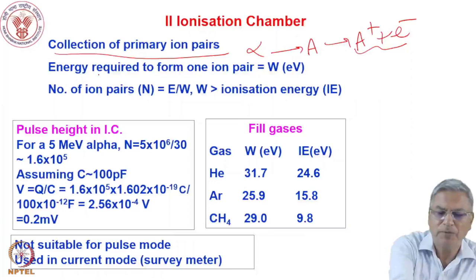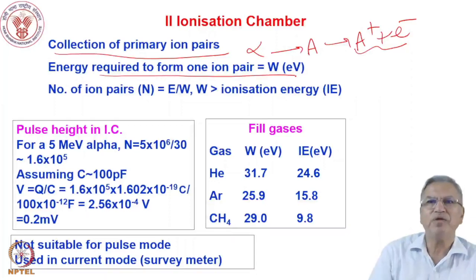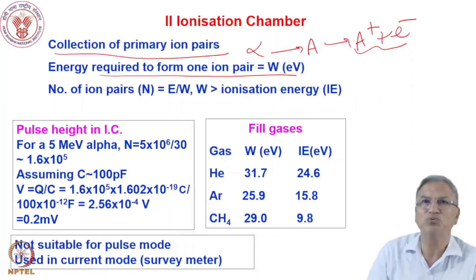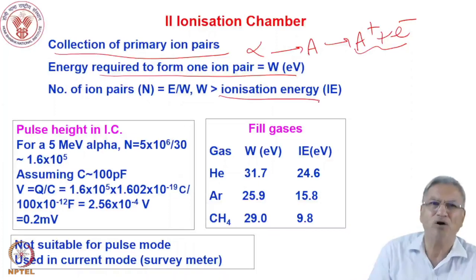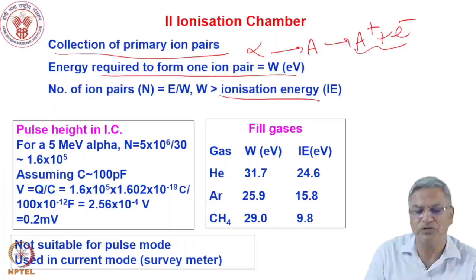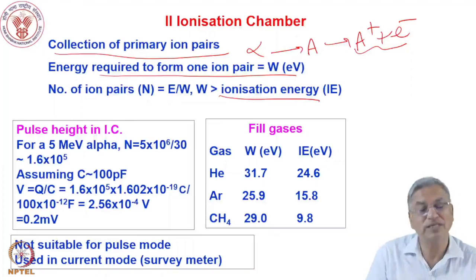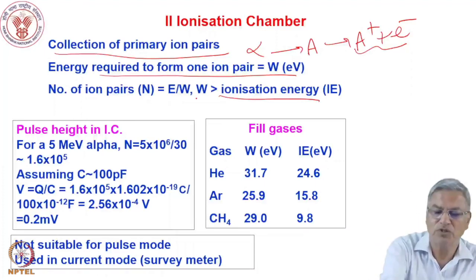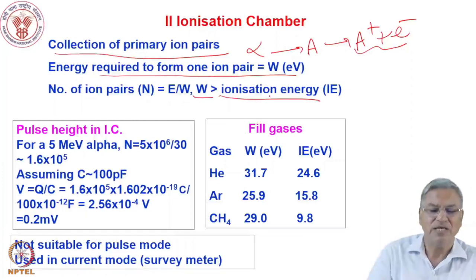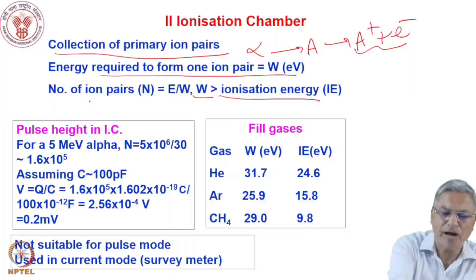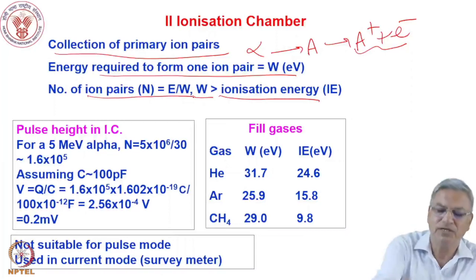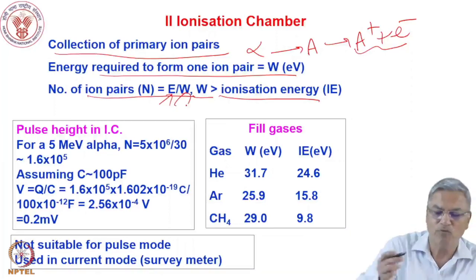So let us see how many ion pairs can be produced by a radiation of particular energy. For that, it will depend upon the W value. W value is the energy required to produce an ion pair, which in principle should be equal to the ionization energy. But now we know that all the interactions do not lead to ionization. Some of them may lead to even excitation. And therefore, the W value is higher than the ionization energy of the particular gas medium. So the number of ion pairs that are produced is the energy of radiation divided by the W value.